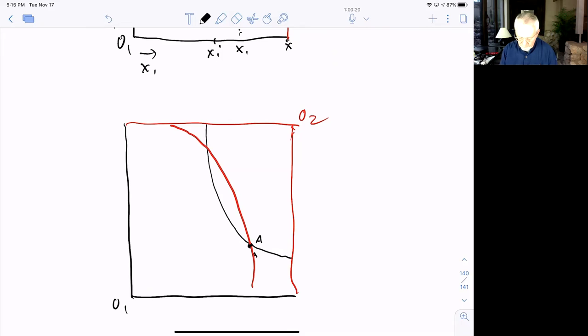Now, the first thing to notice here is that at point A, the marginal rate of substitution for person 2 is greater than the marginal rate of substitution for person 1. I want to do that the other way, make my notation the other way around.